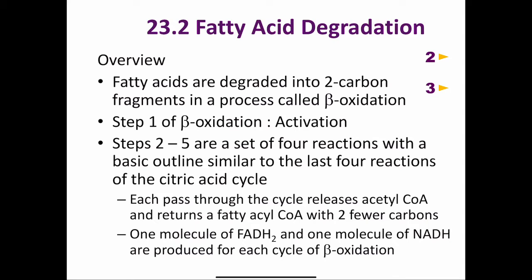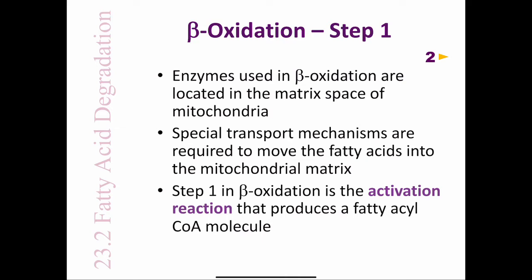1 molecule of FADH2, equivalent to 2 ATP molecules, and 1 molecule of NADH, equivalent to 3 ATP molecules, are produced for each cycle of beta oxidation. The enzymes that catalyze the beta oxidation of fatty acids are located in the matrix space of the mitochondria. Special transport mechanisms are required to bring fatty acid molecules into the mitochondrial matrix. Once inside, the fatty acids are degraded by the reactions of beta oxidation. As we will see, these reactions interact with oxidative phosphorylation and the citric acid cycle to produce ATP.